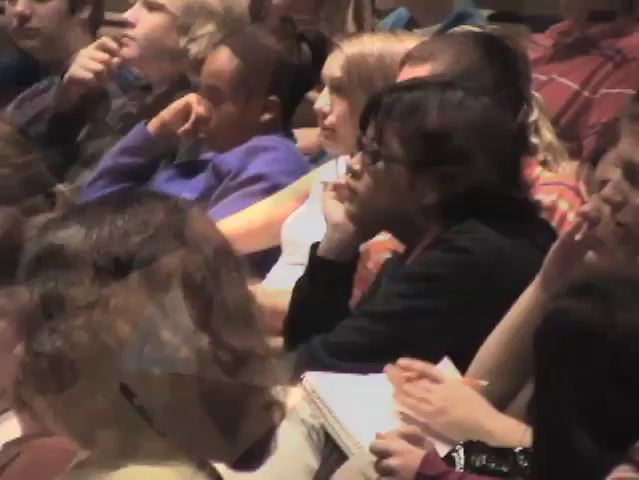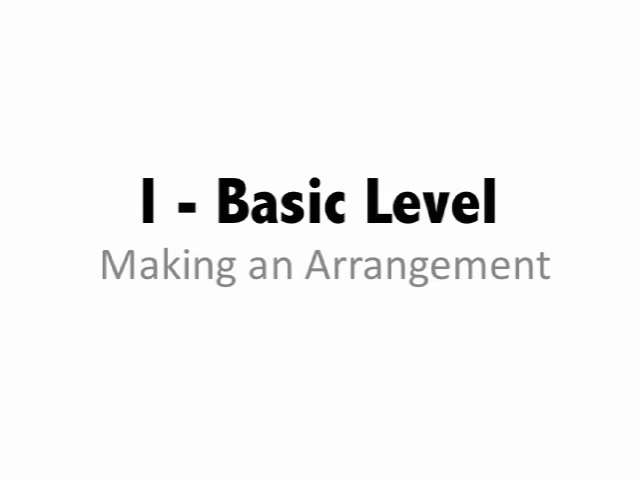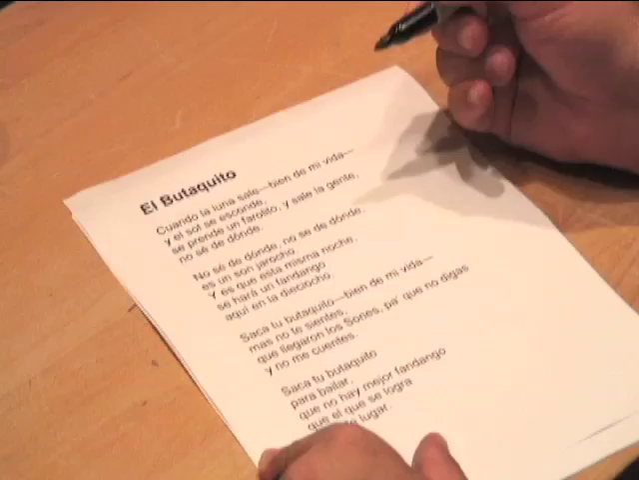The class is divided into three parts: basic, mid-level, and advanced. In the basic level, we start with a very simple concept. For example, when you are singing a song and you are supposed to repeat the chorus twice, sometimes you write 2x next to it. If you think of this as a very simple algebraic expression, x is a variable that stands for a chorus, and 2 is the number of times you're going to sing that chorus.